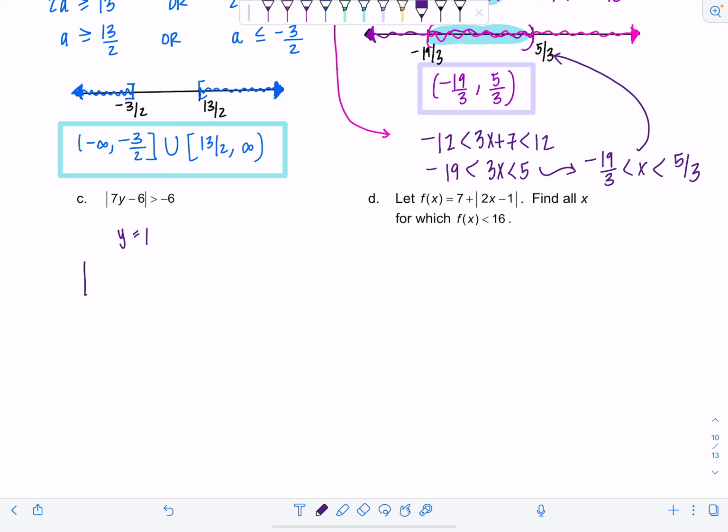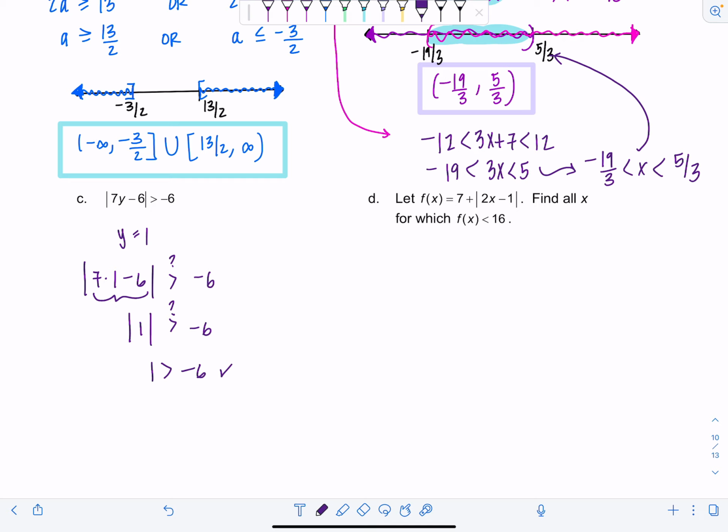So let's check. Absolute value of 7 times 1 minus 6, and compare it with -6. 7 minus 6, that's 1. Absolute value of 1 is just 1. So I'm comparing it with -6. Is it greater than -6? Oh yeah, 1's greater than -6. Sure. And I picked 1 at random, right?